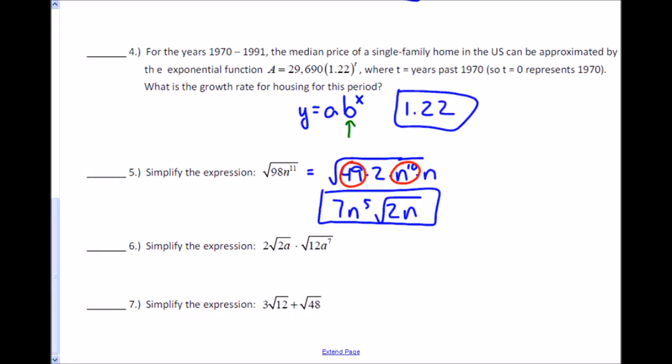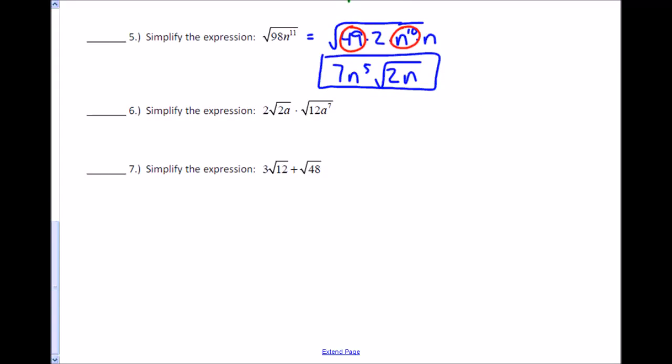Okay? For the next one, we're multiplying. When we multiply, remember what's outside multiplies by what's outside, what's inside by what's inside. So when I do this, it's going to give me a 2 square root of. Since the 2 and the 12 that are underneath are both underneath, we're going to multiply.